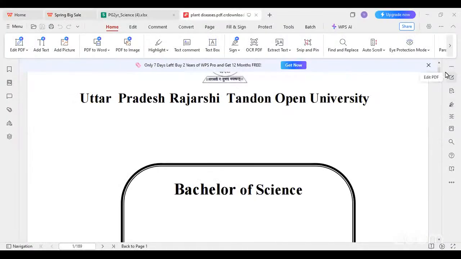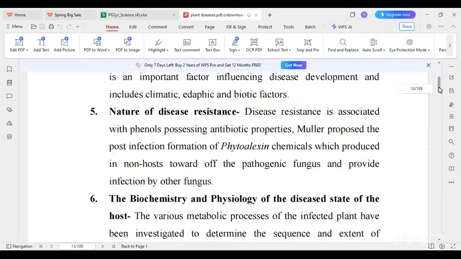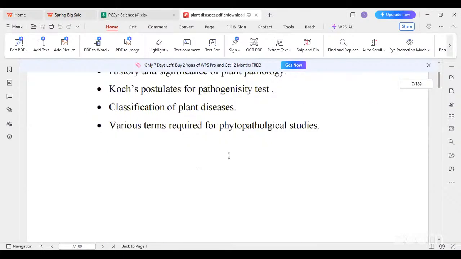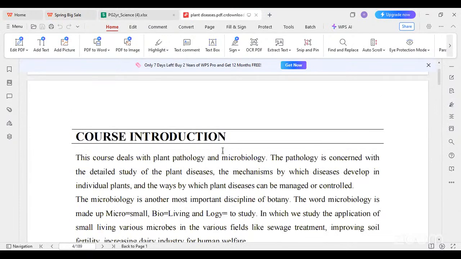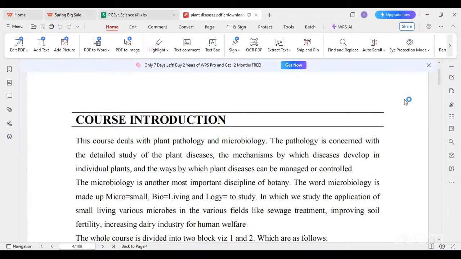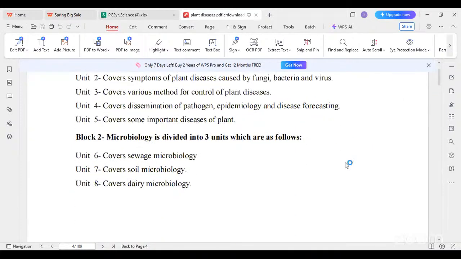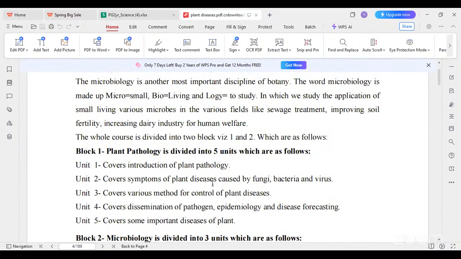How to control the plant. These are the things we will discuss in today's topic. These are the course introduction: the total course, how to do it, what the course objectives are, and these are the things we will discuss in today's class.